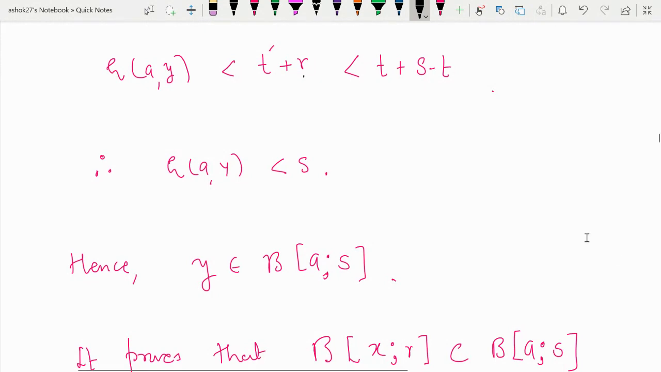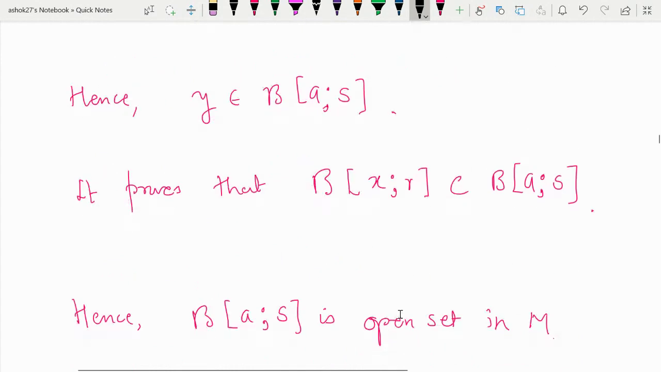Already, what is y? We have already taken y as an element of the open ball about x with radius r. So we picked y from this open ball and proved it is also an element of this open ball, that is, the open ball about a with radius s. This means this open ball is a subset of that open ball. So it proves that the open ball about x with radius r is contained in the open ball about a with radius s.